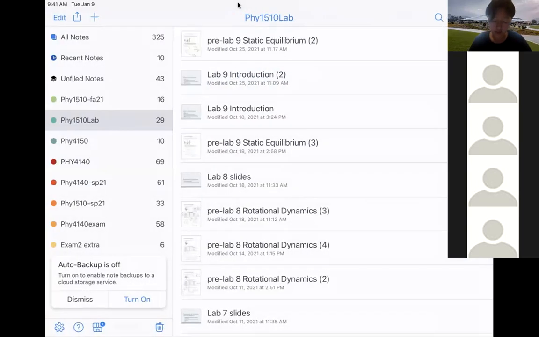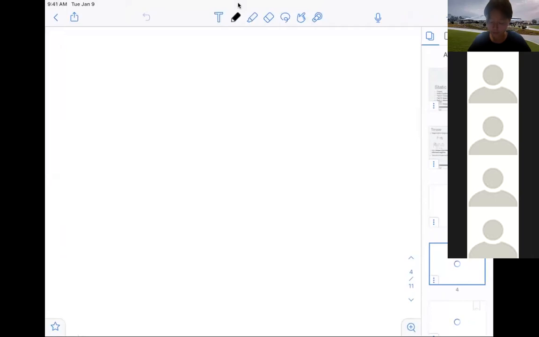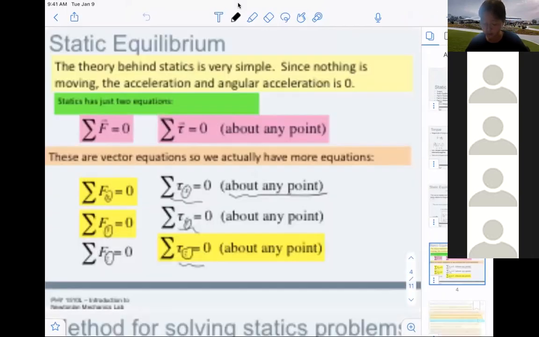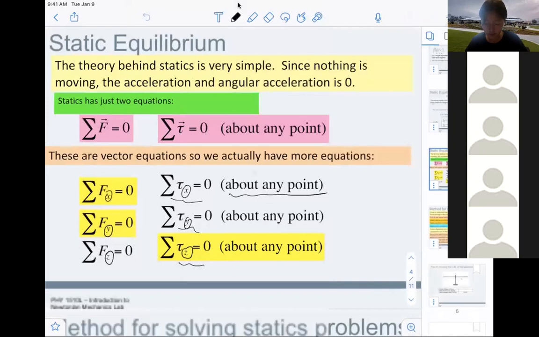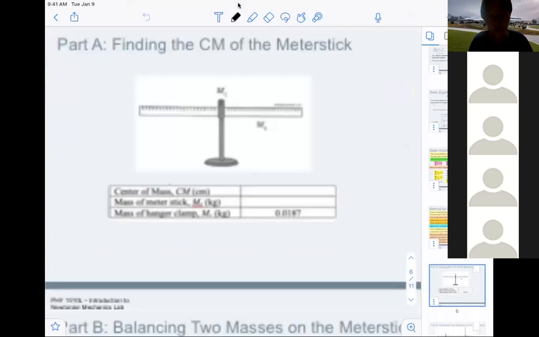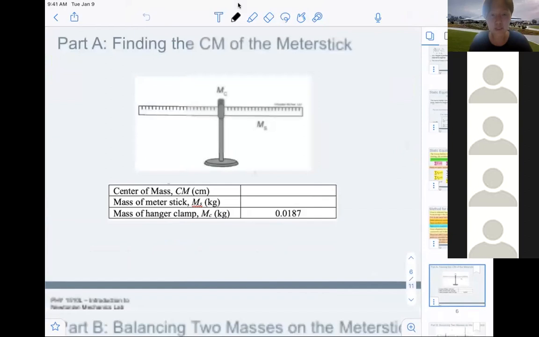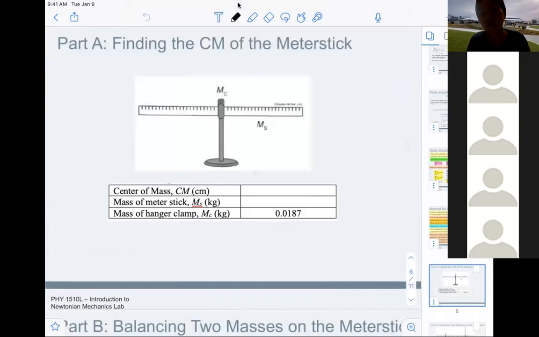So let's go back to our lab. We're trying to do this using a meter stick, to balance the meter stick. The first part is simply to find the center of mass of the meter stick, because in this lab we cannot ignore the weight of the meter stick, and all of the weight is acting from the center of mass of the meter stick.